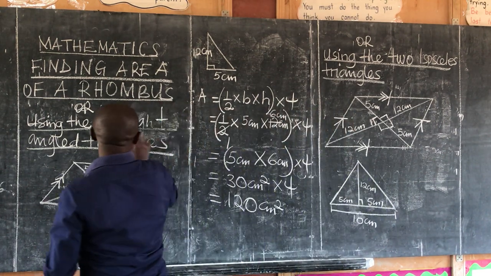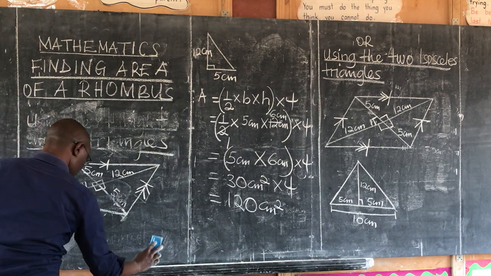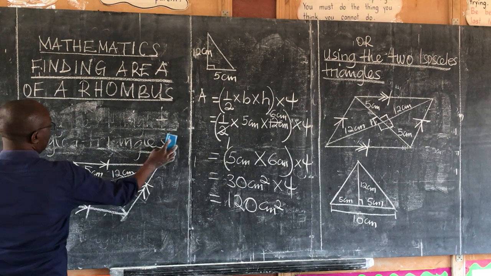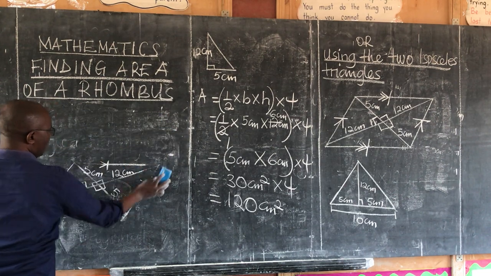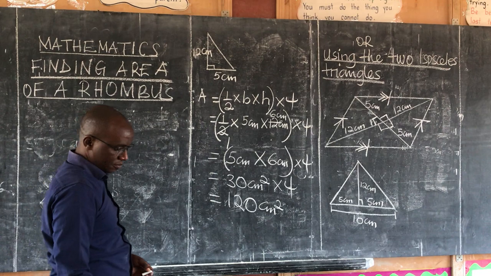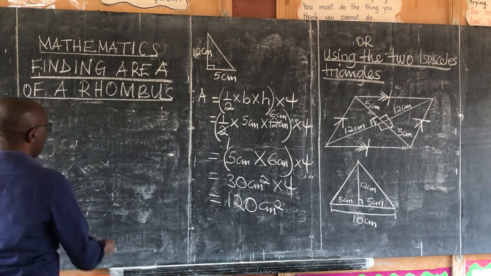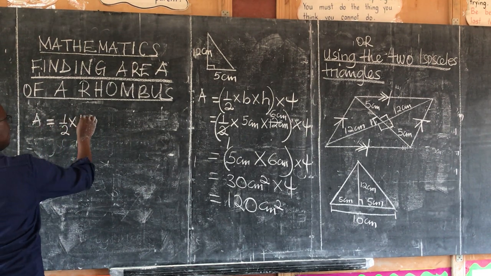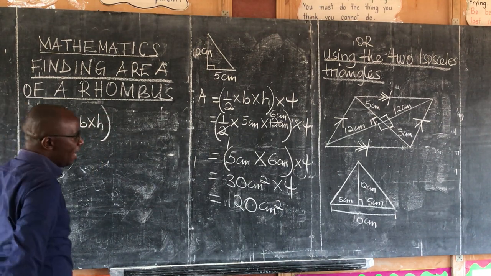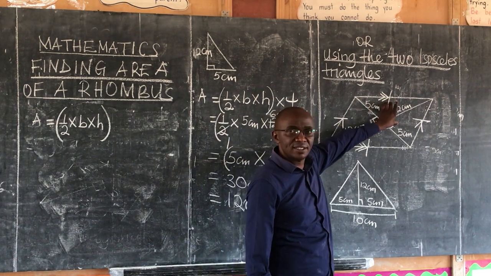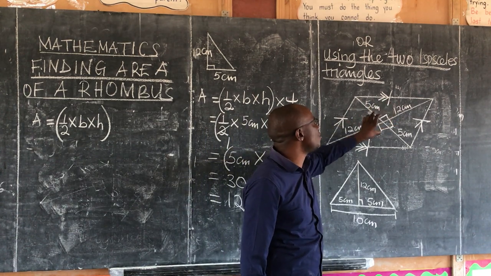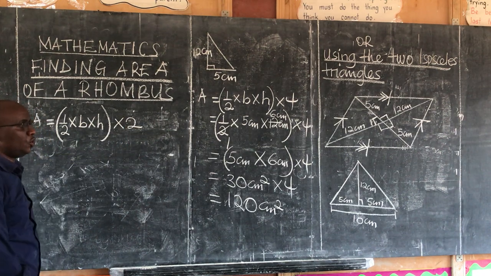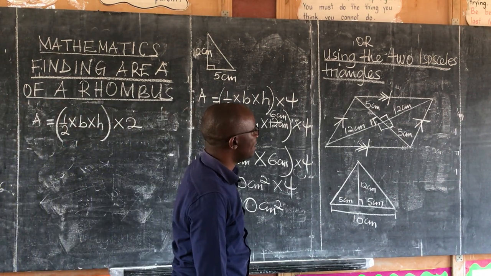So I'm continuing from this side. So now, since that is a triangle, area of a triangle is equal to a half times the base times the height. You get the area of one isosceles triangle. But since two isosceles triangles make up the rhombus, you multiply by two. 2 represents the number of isosceles triangles that make a rhombus.